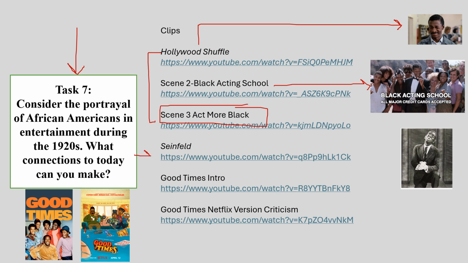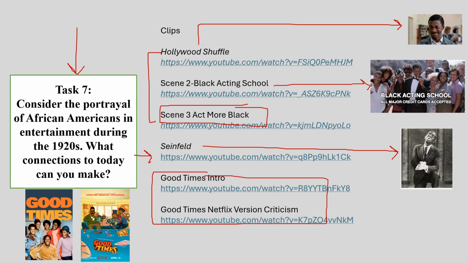I selected a scene from Seinfeld because in the scene they reference Al Jolson, the individual we have mentioned several times, and then these two clips here, which are about Good Times. Good Times was a show in the 1970s that was about a black family living in Cabrini Green, Chicago, and for the most part it was a positive show.